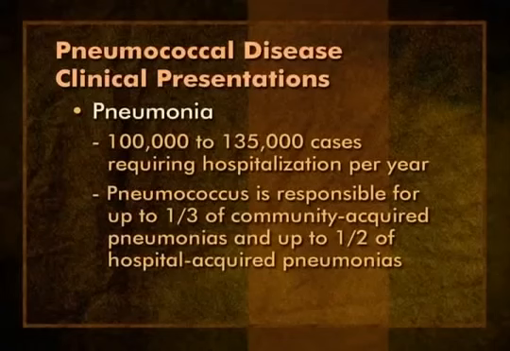The most common clinical presentation is pneumococcal pneumonia. Among adults, an estimated 100,000 to 135,000 cases of pneumococcal pneumonia requiring hospitalization occur annually in the U.S. Pneumococcus is responsible for up to 1/3 of community-acquired pneumonias and up to half of hospital-acquired pneumonias. Pneumococcal pneumonia is also a common complication of influenza and of measles.